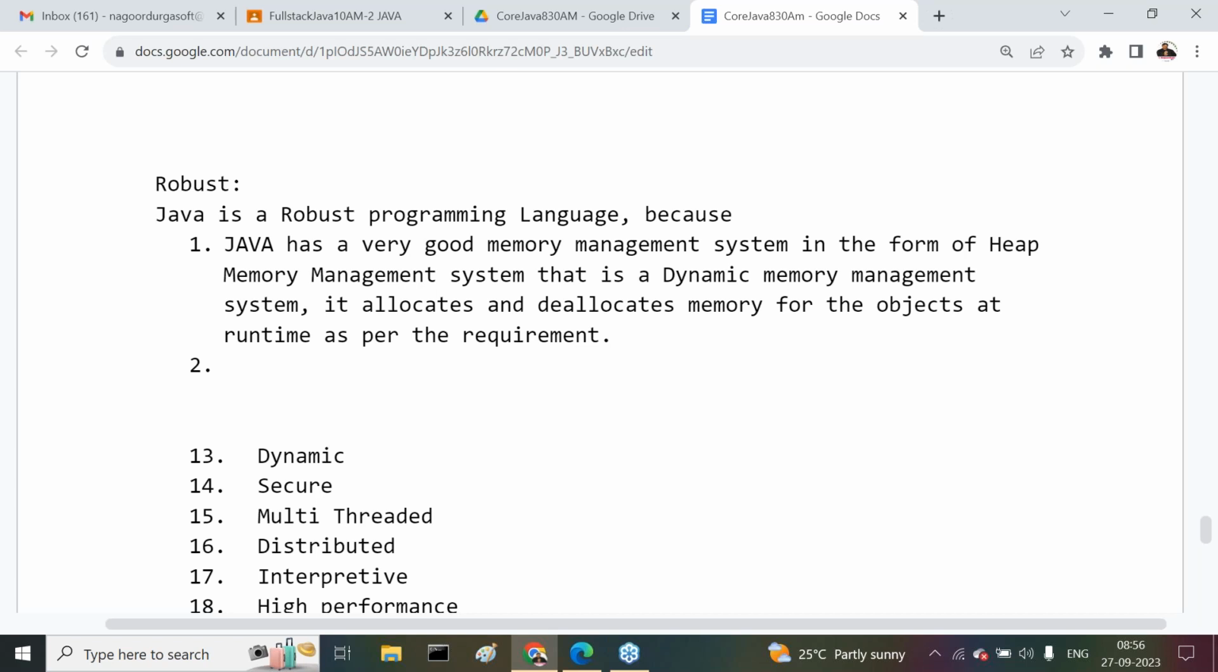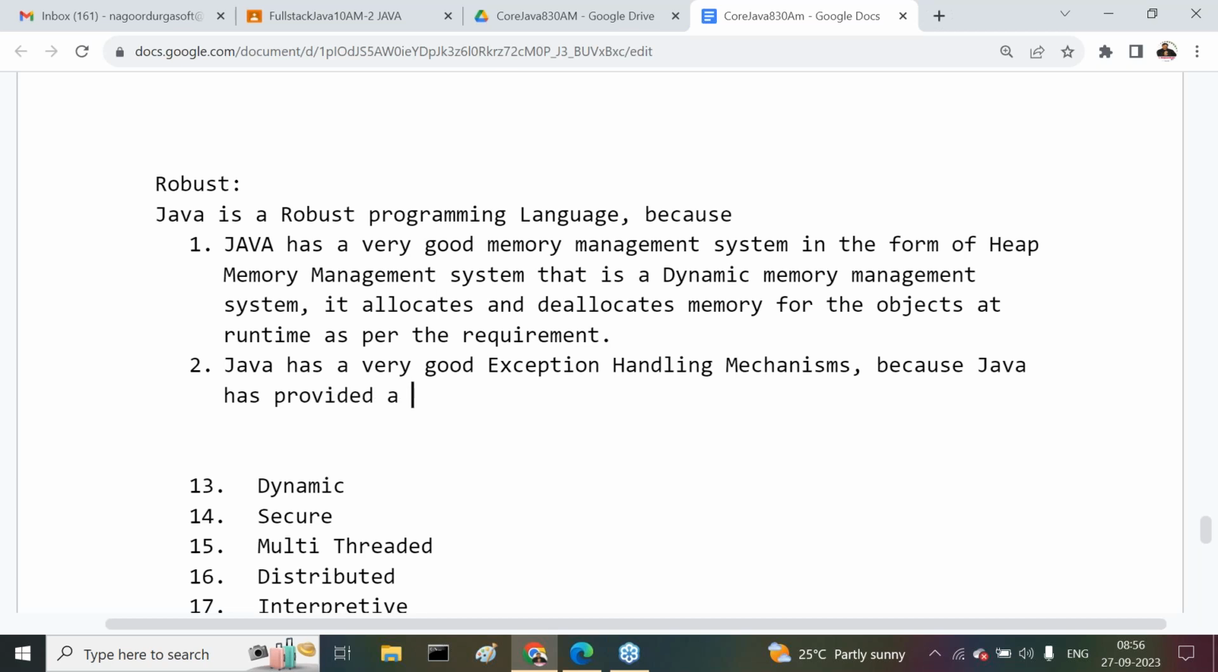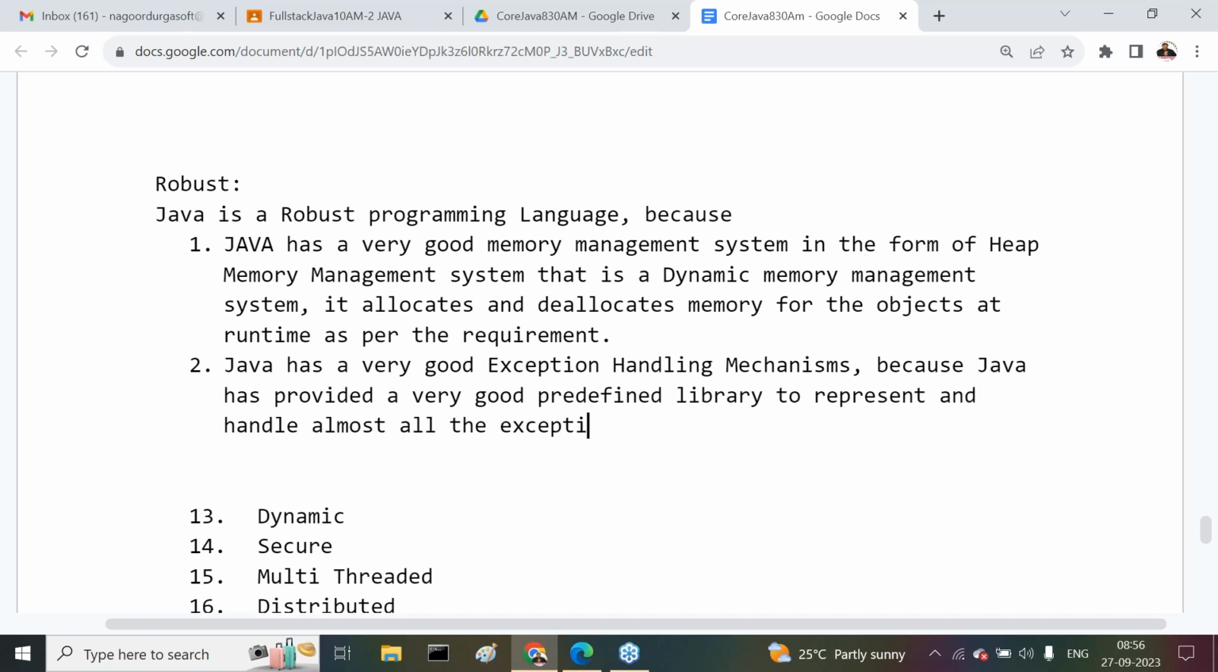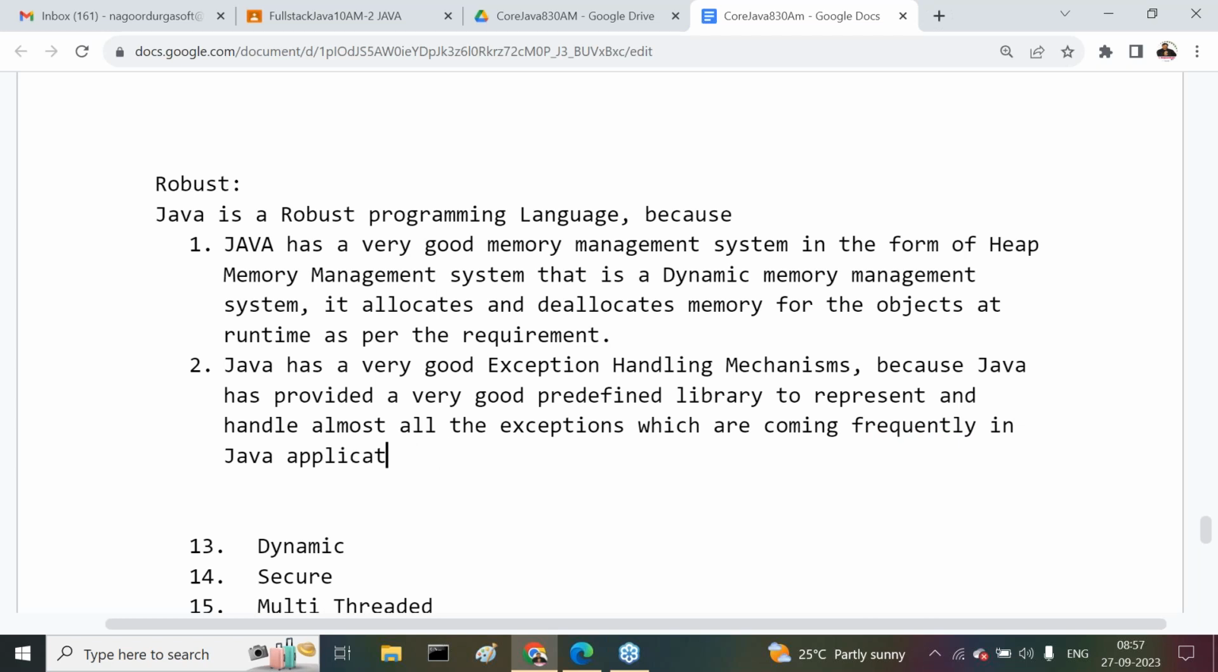Next one is, Java has a very good exception handling mechanism. Why? Because Java has provided a very good predefined library to represent and handle almost all the exceptions which are coming frequently in Java applications. Right. Java is a robust programming language.